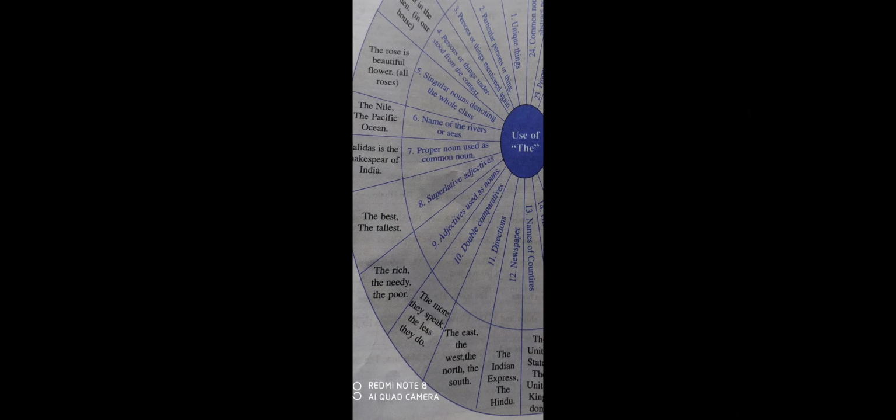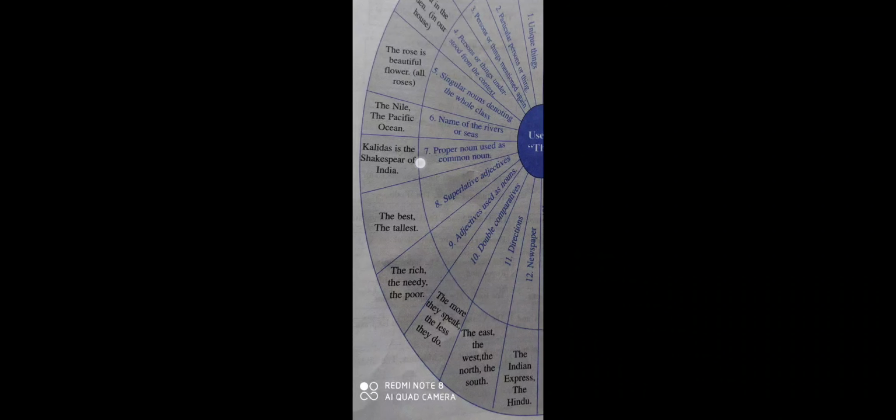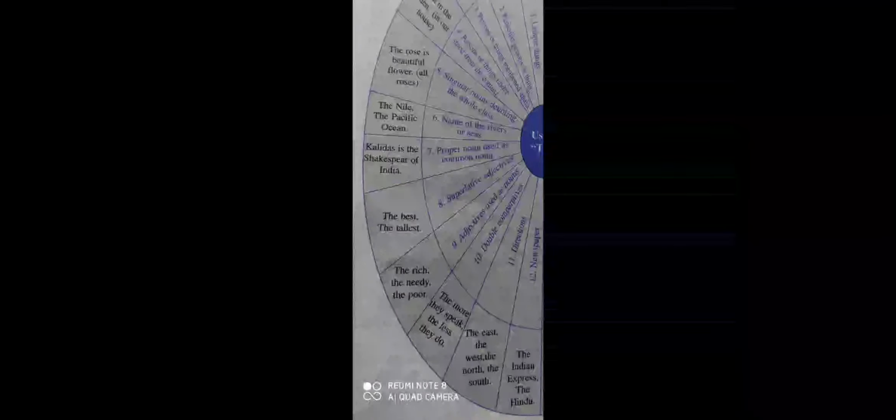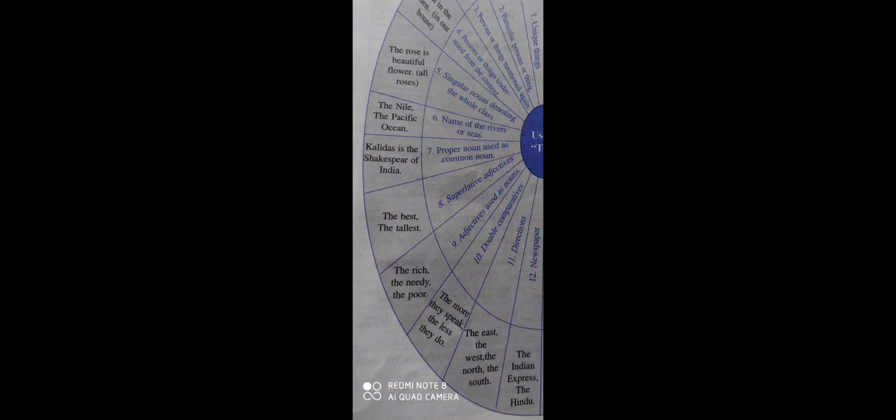In the same way, the 7th one: proper nouns used as common nouns. When we use proper nouns for common. Proper, as is known to you, means special. For example, Kalidas is the Shakespeare of India. You know that Shakespeare belongs to London and Kalidas belongs to India. We here want to say that the qualities which were in Shakespeare are also in Kalidas. Shakespeare was special. He was proper. And we have used it with others also, like Kalidas.